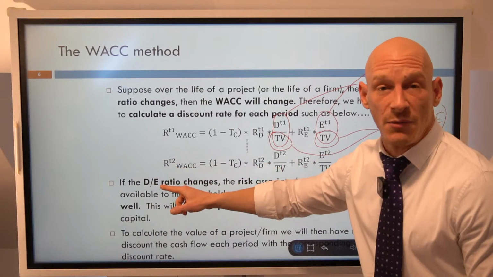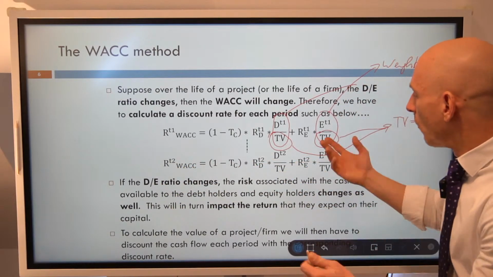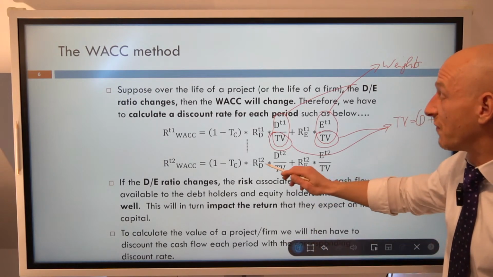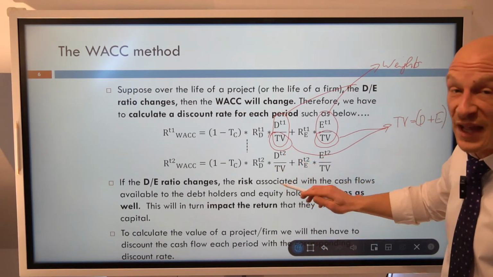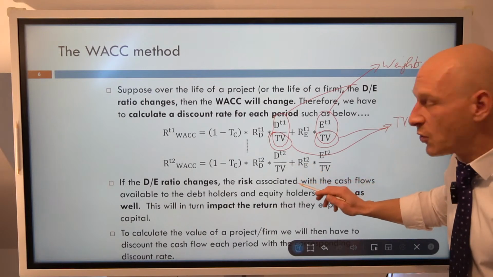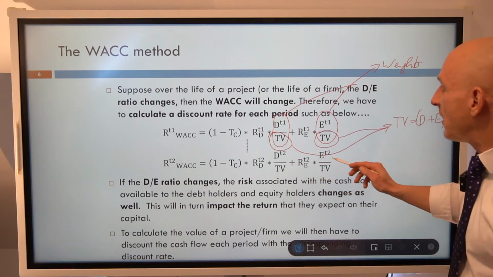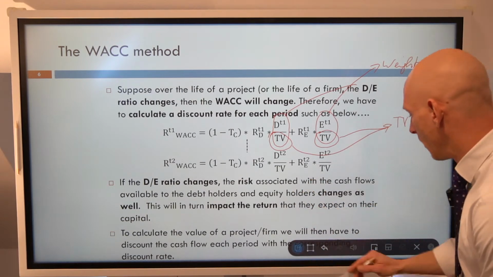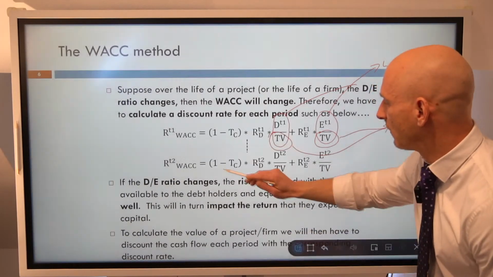Now, after year one, we recalculate it. What could have changed? Well, everything theoretically could have changed. The cost of debt could have changed, the amount of debt could have changed, the cost of equity could have changed, and last but not least, the amount of equity that the company uses could have changed. All right, let me get rid of this. Save.